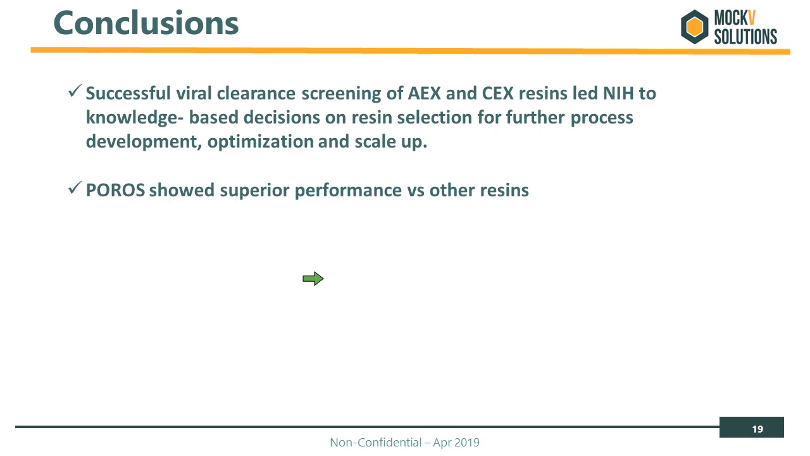So in conclusion, we successfully screened both anion exchange and cation exchange resins, and the data that we were able to collect through this economical and BSL-1 compatible surrogate led the NIH pretty quickly to some knowledge-based decisions to select resins for further development and potentially for scale-up. And of course, the porous resins showed a superior performance in both of those data sets compared to the other resins.